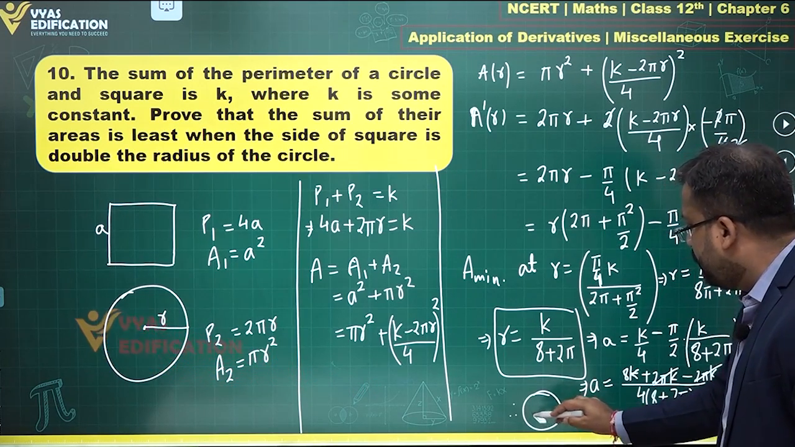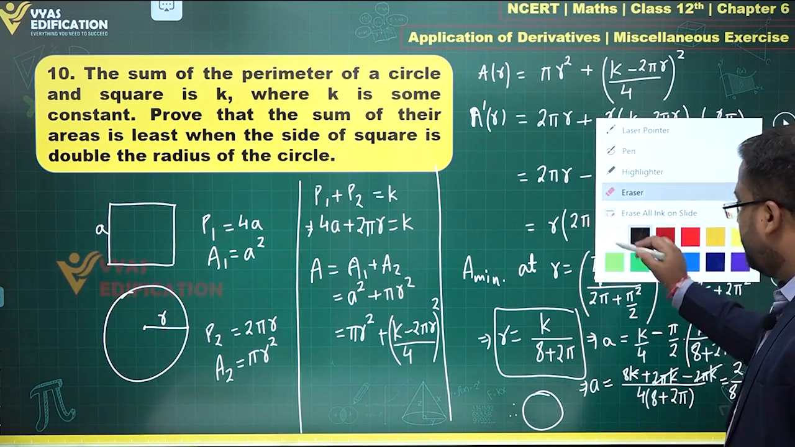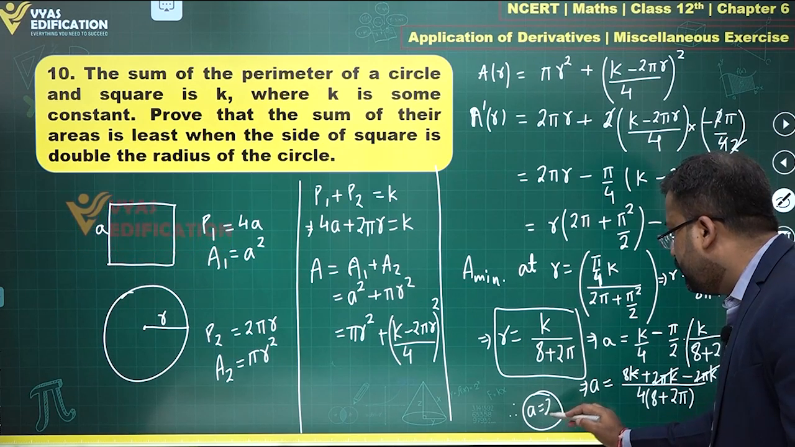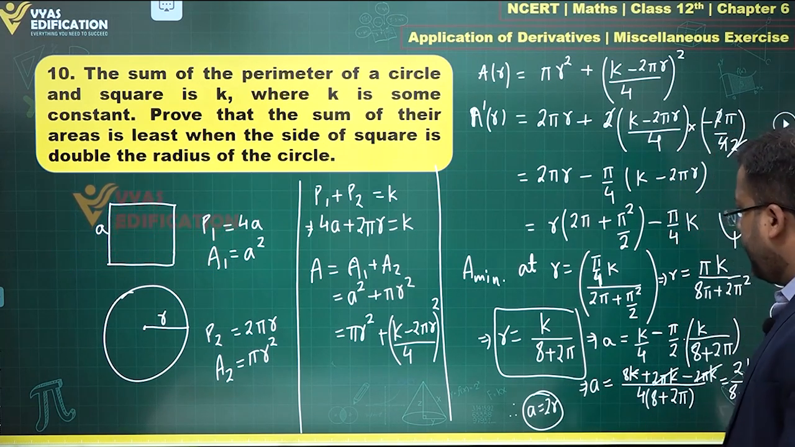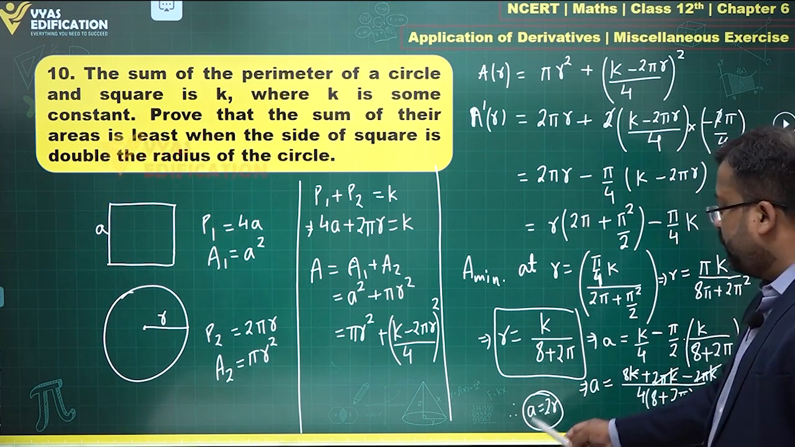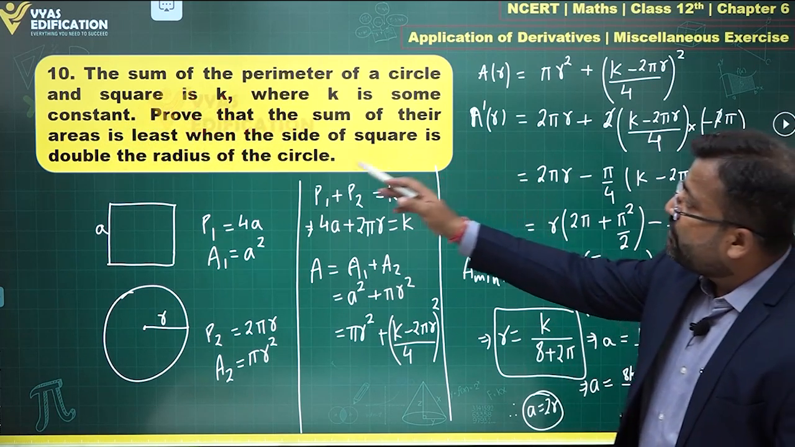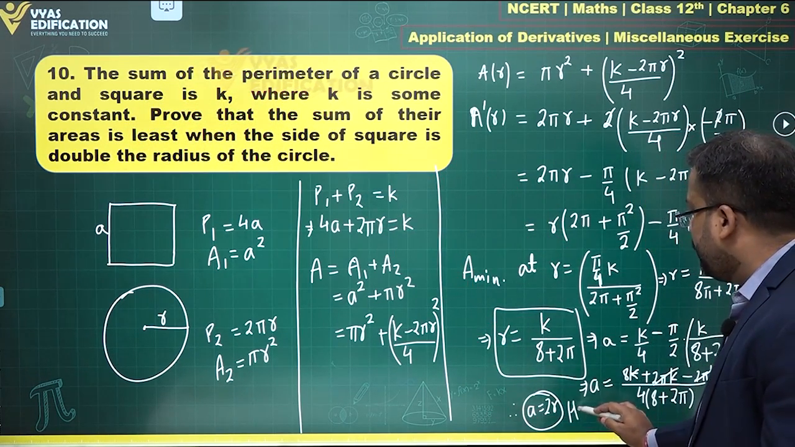A is equal to 2r. Yes, just the opposite. This is what you have. 2 times r is equal to a. That's what you have. Side of the square is double the radius of the circle, hence proved.